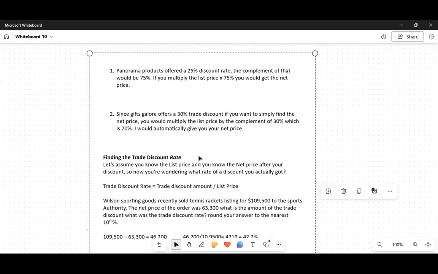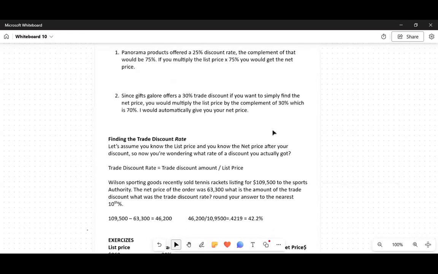They offered a 25% discount rate. The complement of that would be 75%. If you multiply the list price by 75, you would get the net price. So that's what we kind of just did on the same order. And since Gifts Galore offers a 30% trade discount, if you want to simplify and find the net price, you would multiply the list price by the complement, which is 70%, and it would automatically give you your net price. So that's basically explaining what I just explained in the prior slide.